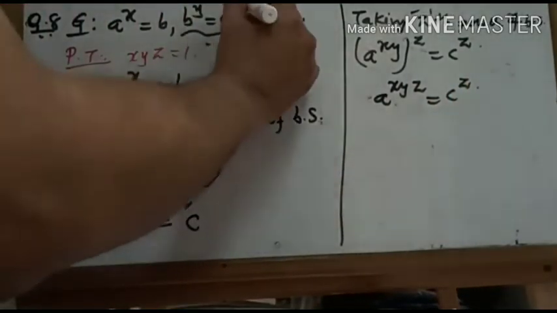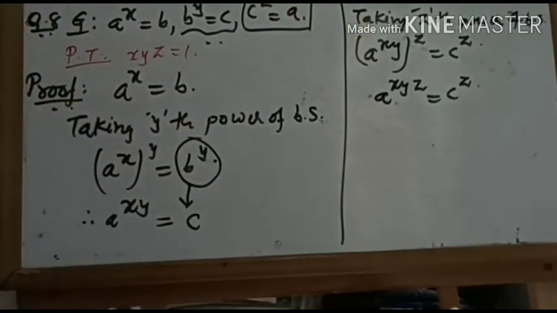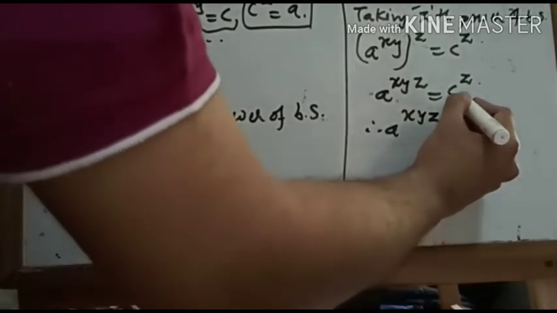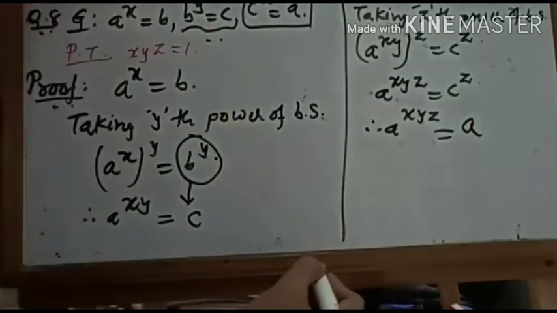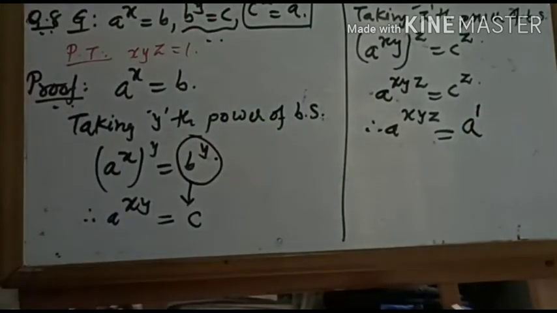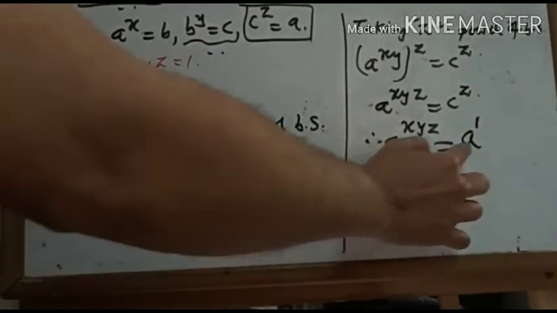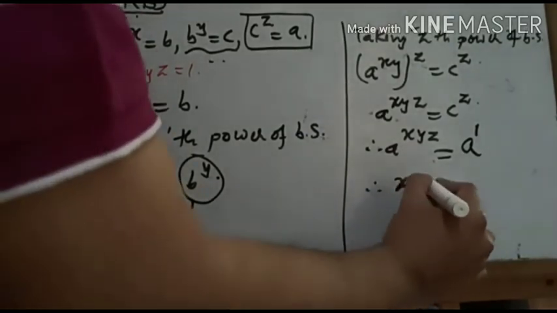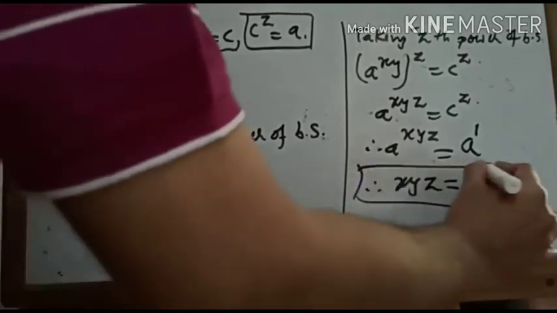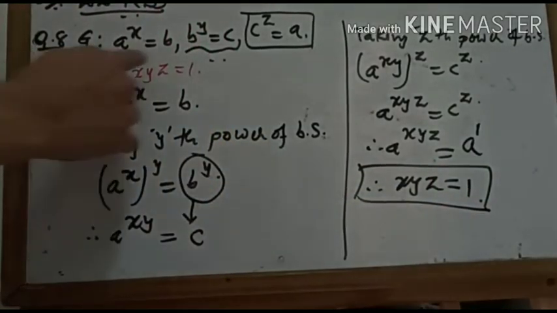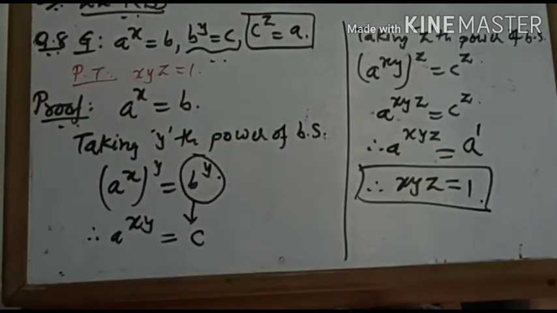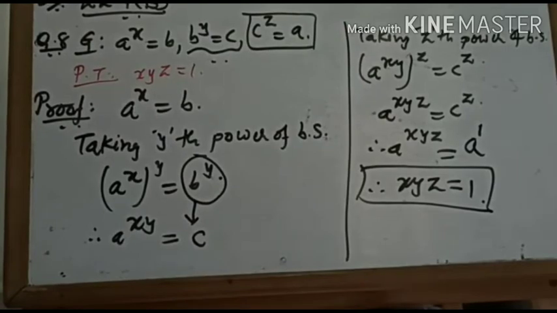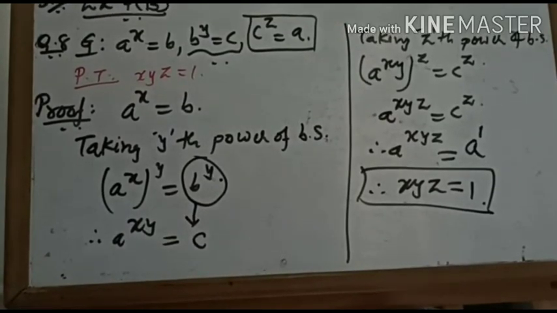My dear friends, just check it out. What is the given condition? C raised to z is nothing else but a. So I can replace c raised to z by a. A is nothing but a raised to 1. Now if you remember, if the bases are equal, then I can equate the powers. So here powers are xyz equal to 1. So I told you it's a super special question. Prove that xyz equal to 1. We got the conclusion. Once taking y power, other time taking z power. You have to practice this 2 or 3 times minimum.